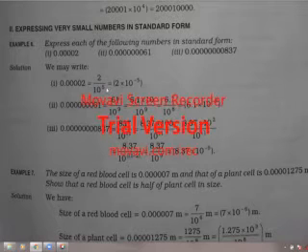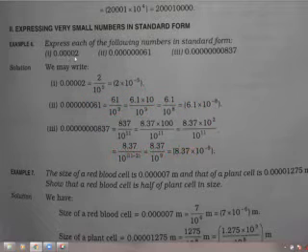it becomes, and when this is in the denominator as 10 to the power 5, so when we take it up, it becomes into 10 to the power minus 5. So the standard form of 0.00002 is 2 into 10 to the power minus 5.